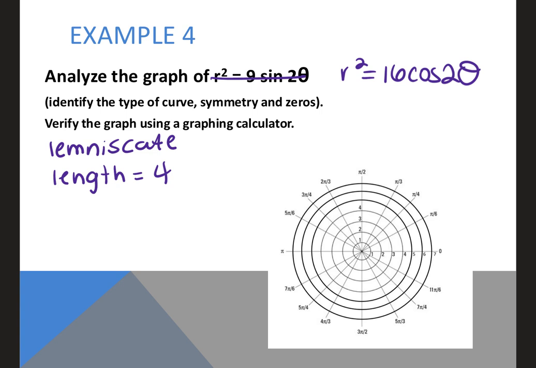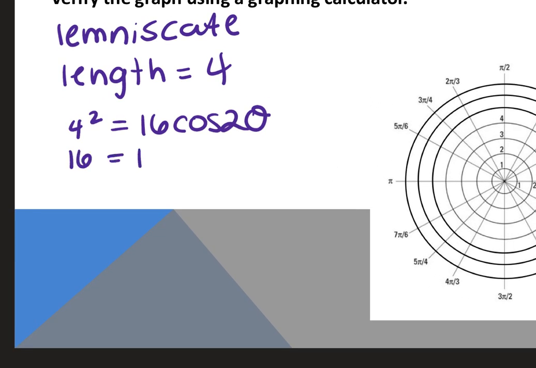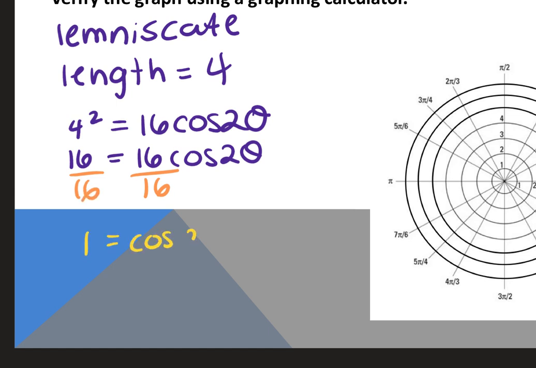So now I'm going to take the 4 and plug it in. 4 squared equals 16 cosine 2 theta. 16 equals 16 cosine 2 theta. Every single time I'm going to do these same steps. I divide by the number there. I get 1 equals cosine 2 theta. Where is cosine 1? 0. So 2 theta equals 0. Again, technically plus 2n pi, but I don't need to find that because I'm just going to finish my shape. I'm going to divide by 2, and I get theta equals 0.